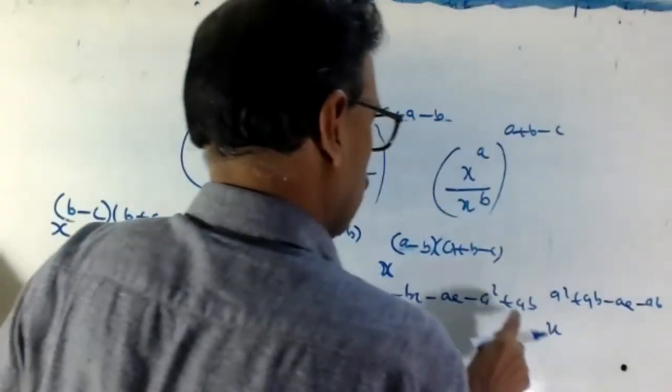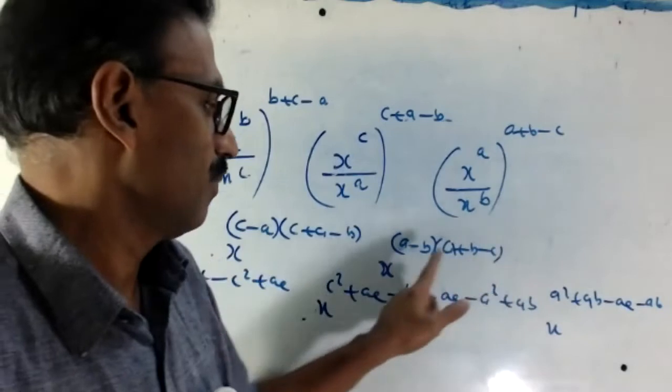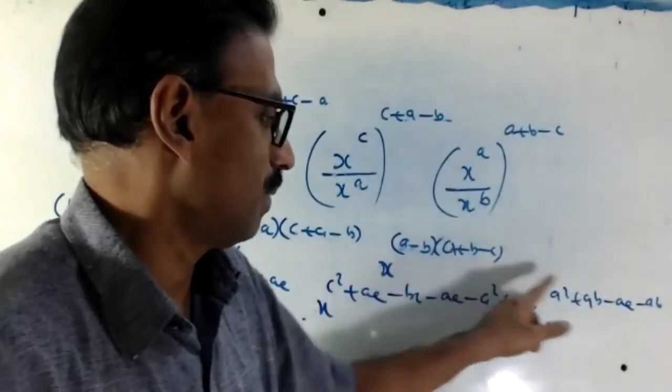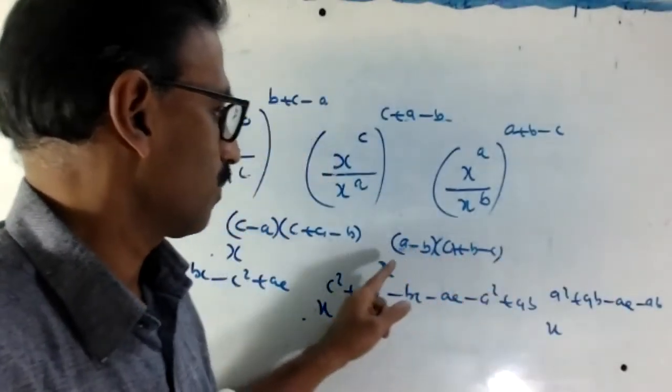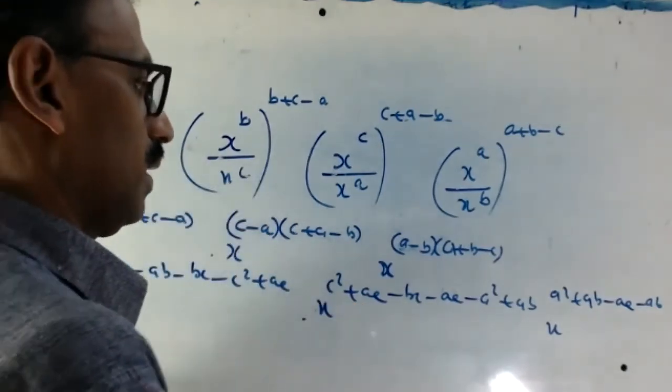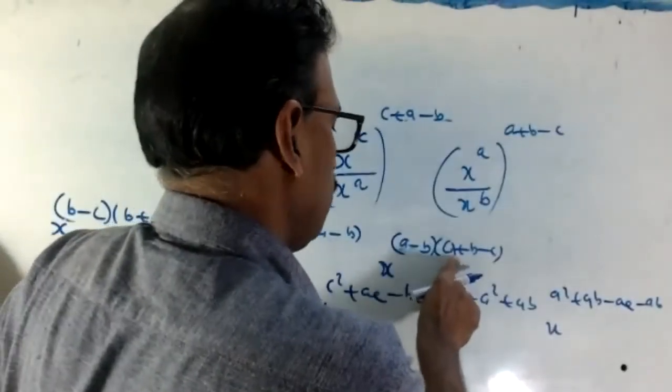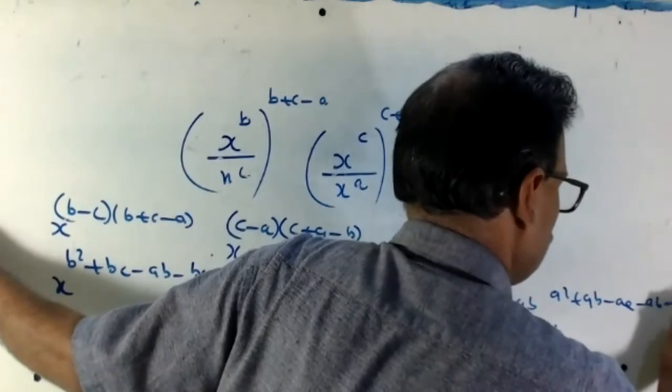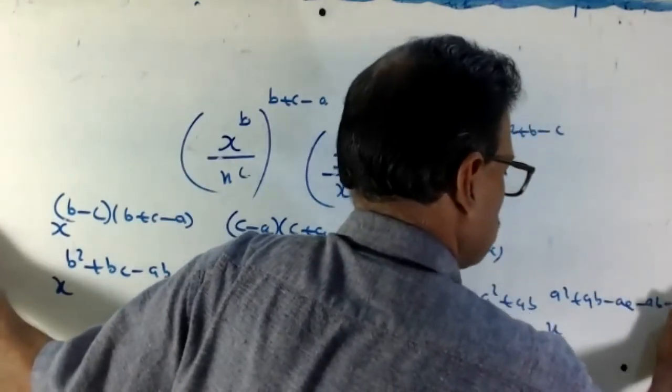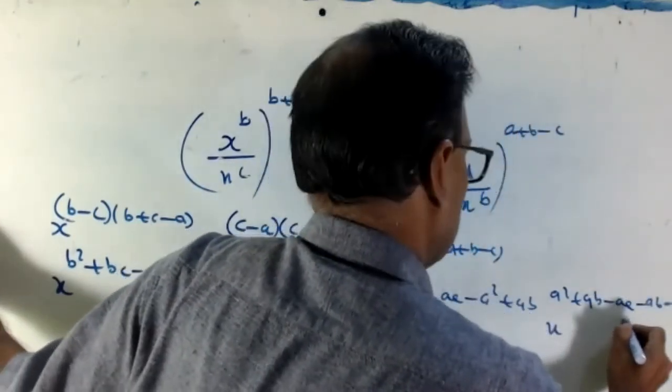minus what I wrote. Listen here. a into a square, a into b ab, a into c minus ac, b into a minus ab, then minus b square. We can see this one minus b square plus bc.